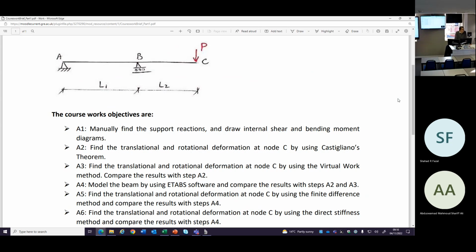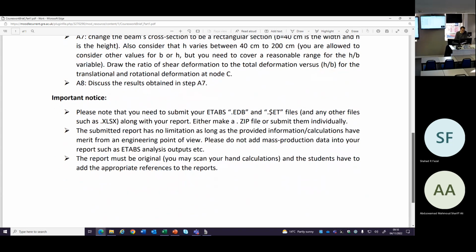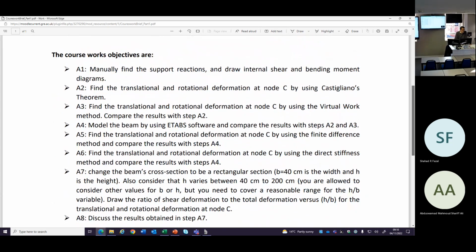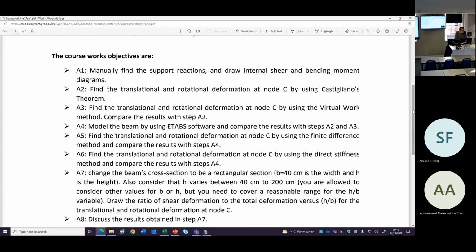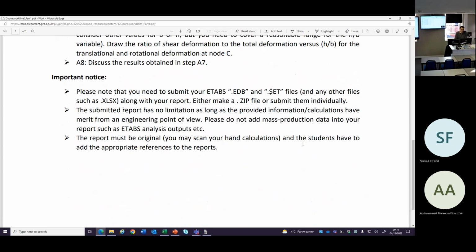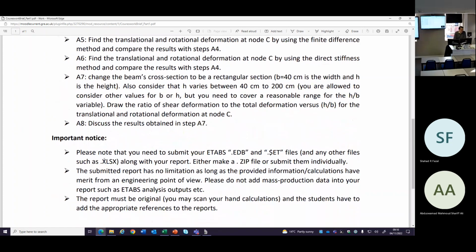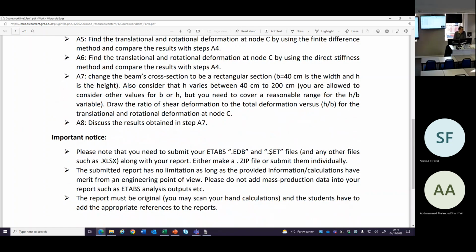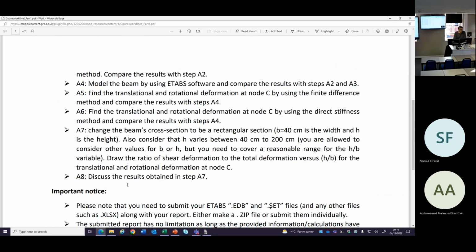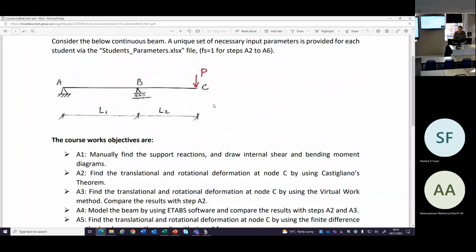Yeah. How much is the word limit or the page limit for this assignment? I haven't put any limits for any module. For all of my modules, the report is free. I've put it here as an important notice. First of all, let me explain this part, and then I will get back to your answer. Let's take a look at the structure.